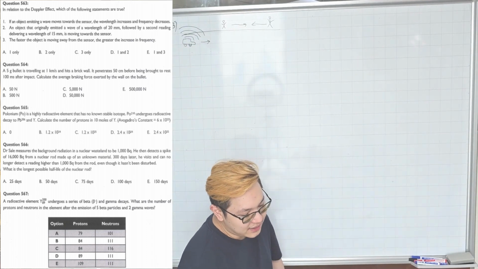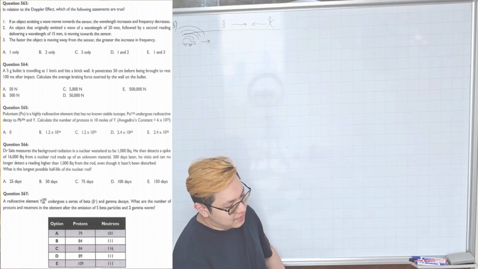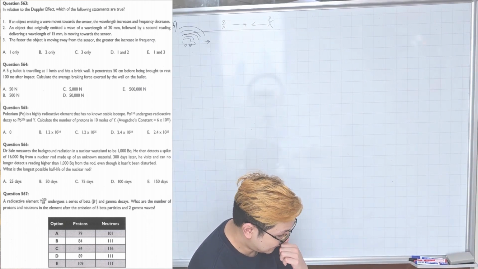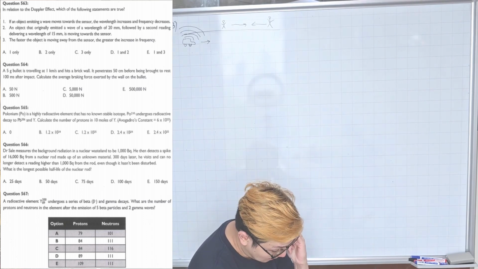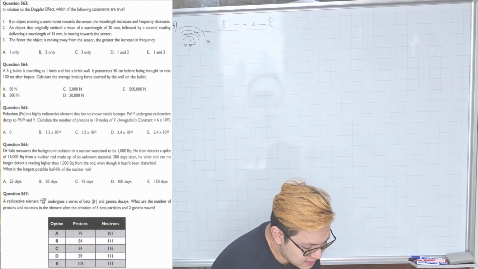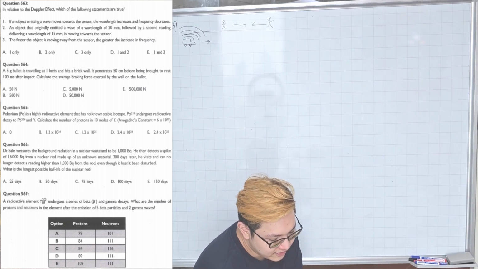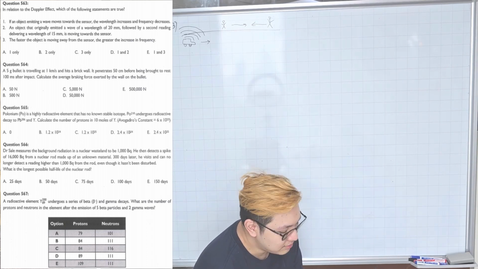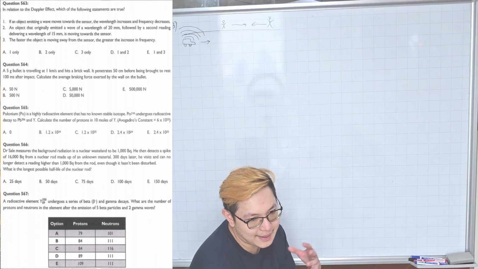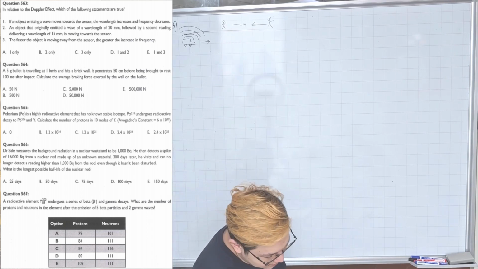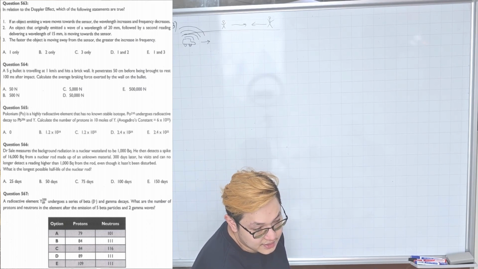Anyway, question 563 in relation to the Doppler effect. Which of following statements are true? Liên quan đến hiệu ứng Doppler thì cái nào sau đây là đúng? 1. If an object emitting a wave moves towards the sensor, the wavelength increases and the frequency decreases. Nếu một vật thể phóng ra một cái sóng, nó di chuyển hướng tới chỗ cảm nhận, tức là người quan sát. Sensor here is the observer. Does the wavelength increase and the frequency decrease?